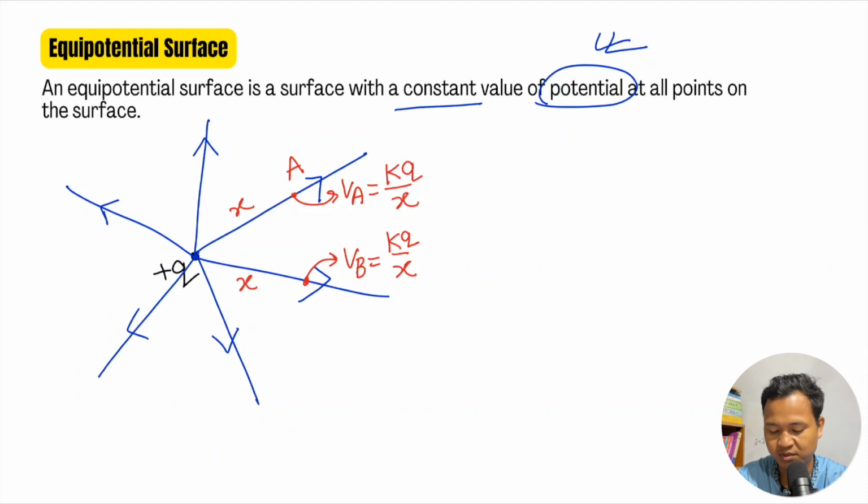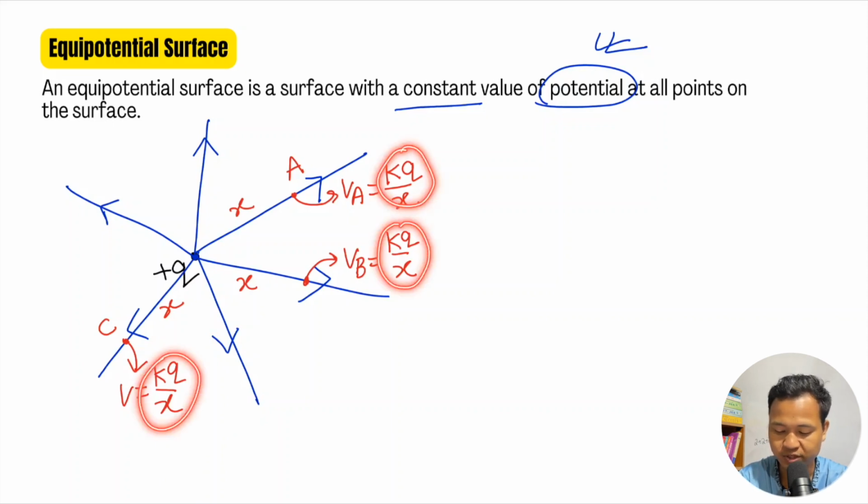Similarly, at a distance of x, suppose point C, the same distance x away from Q. The potential is kq divided by x again. So at point A, point B and point C, the potential value is kq by x.